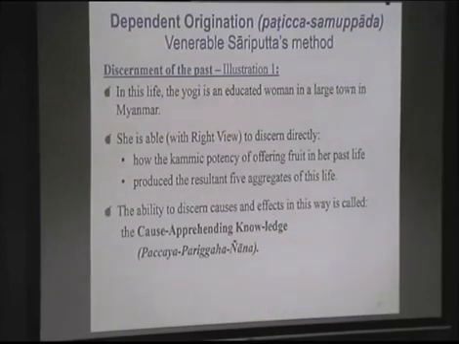In this life, the yogi is an educated woman in a large town in Myanmar. After that, she came to practice in power, so she saw this procedure. She is able to discern directly how the karmic potency of offering fruit in her past life produced the resultant aggregates of this life. The ability to discern cause and effect in this way is called the cause-apprehending knowledge, or the cause and condition knowledge, Paccaya Pariggaha Nana.